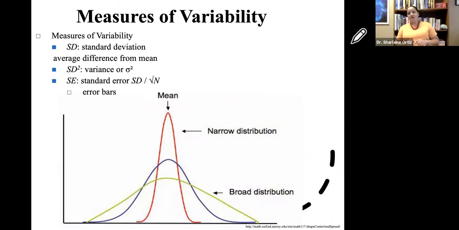Now let's look at measures of variability. If you remember, we talked about our measures of central tendency, and now we're going to talk about our measures of variability. As we noted before, we have our standard deviation. So how far do we move from that center?